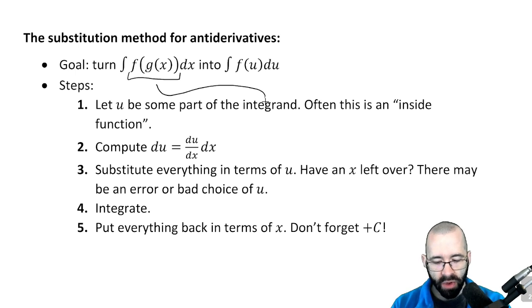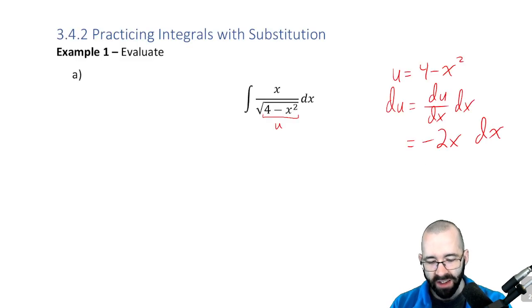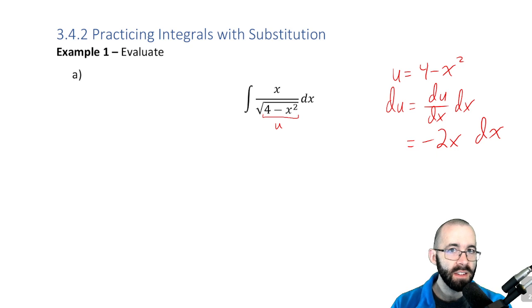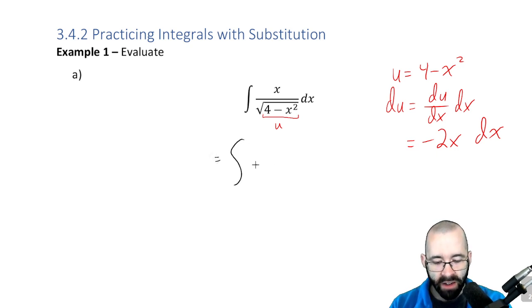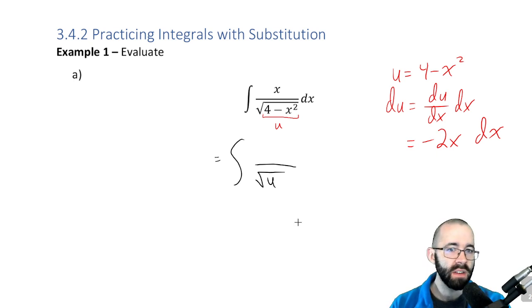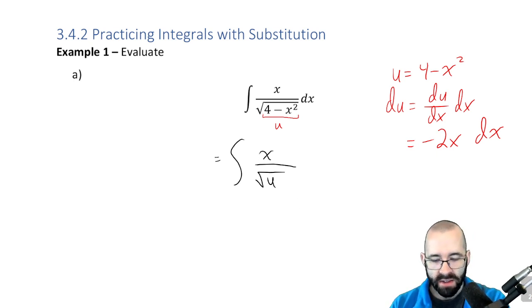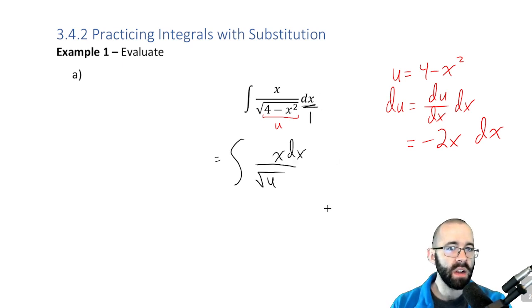Now, step 3 is to substitute everything in terms of u. There's really kind of a step 2.5 because the substituting is a little bit more tricky here, because we don't have a negative 2x dx. Here's what we have, right? The bottom is the square root of u. That's great. And if you want, you can write this numerator as x times dx. Remember, you can think of this dx as dx over 1. Anything that's not a fraction, we can make a fraction. So we can put that dx in the numerator.